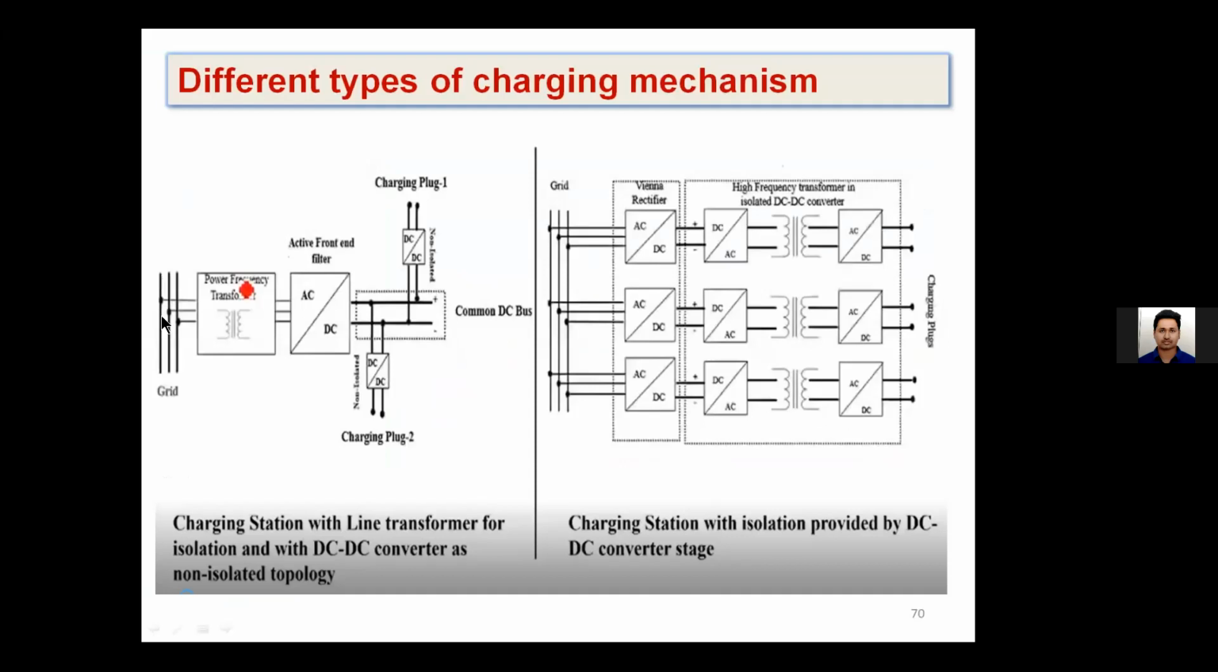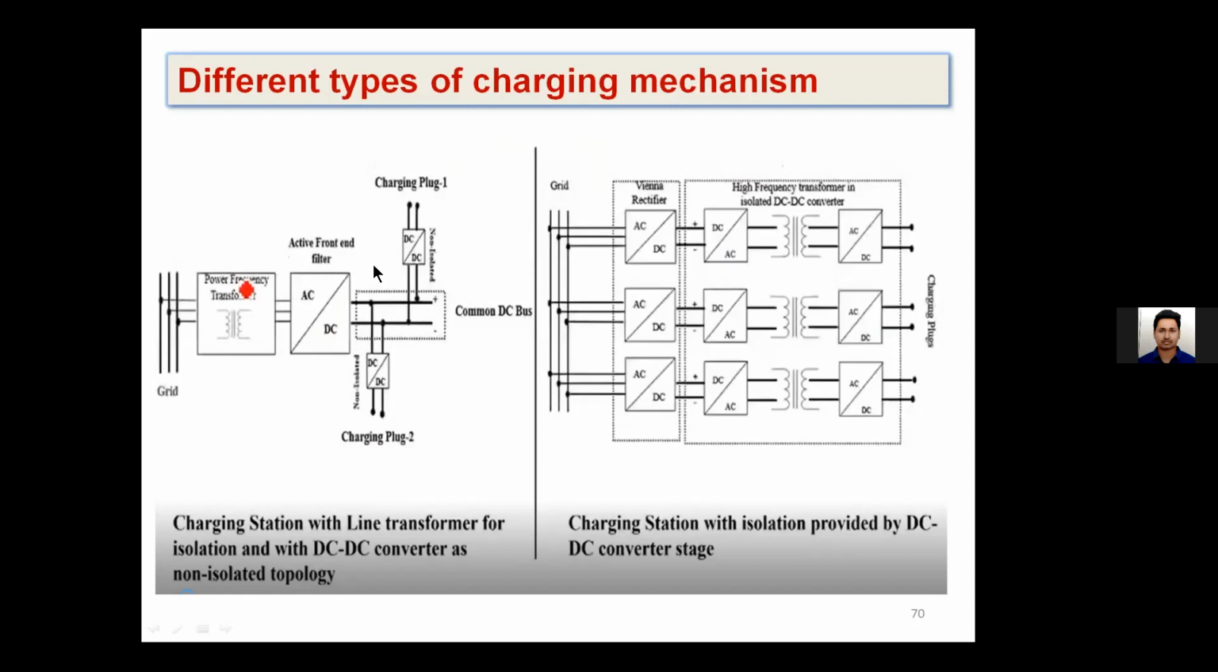Suppose here we have some AC grid. Finally, we want DC voltage, as our battery requires DC. So how can we obtain it? These are the different methods. This is a typical charging station in which you can consider a three-phase AC. You have a transformer, a power frequency transformer, which is a 50 Hz transformer. Basically, we use a transformer to step down the voltage here. In this application, we are using it to step down the voltage. Then AC to DC conversion happens here, and finally the DC voltage is used.